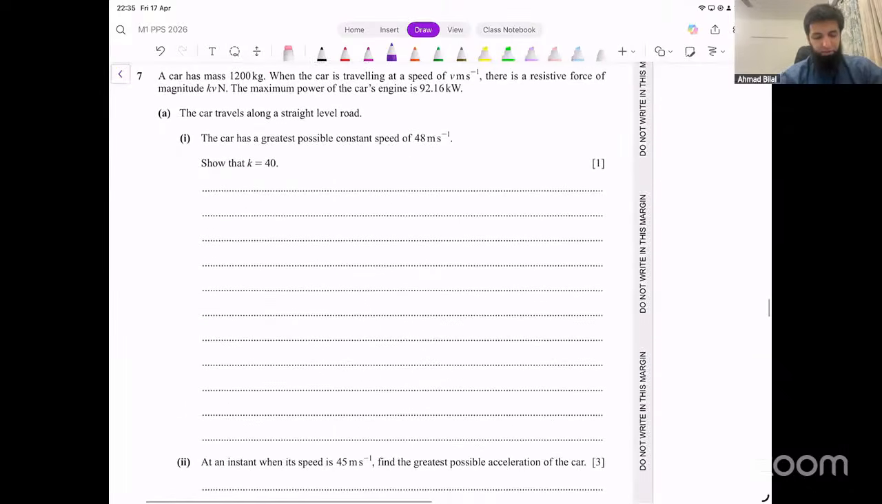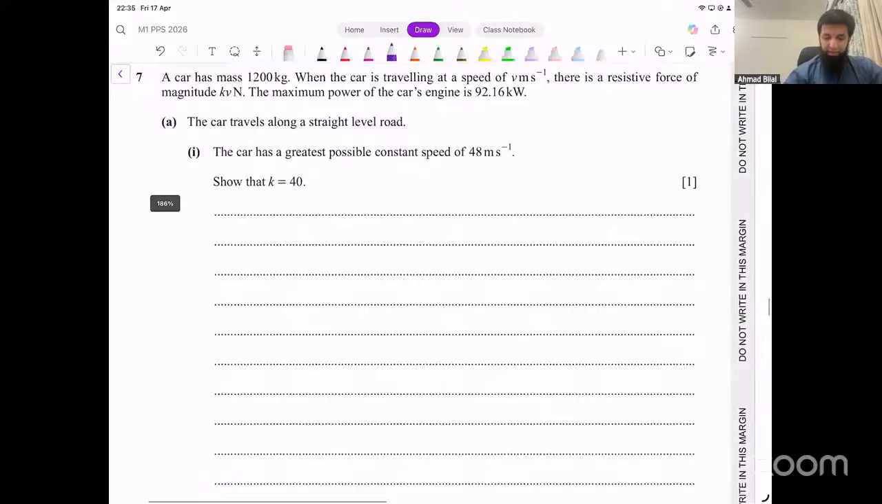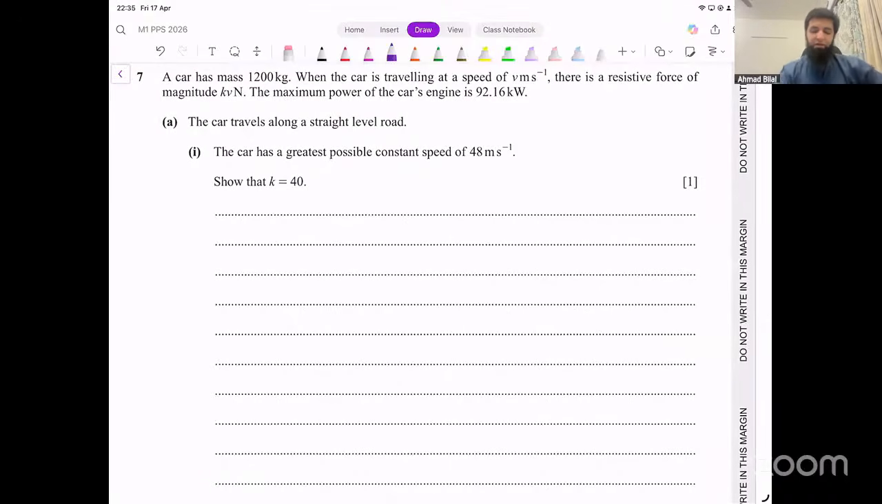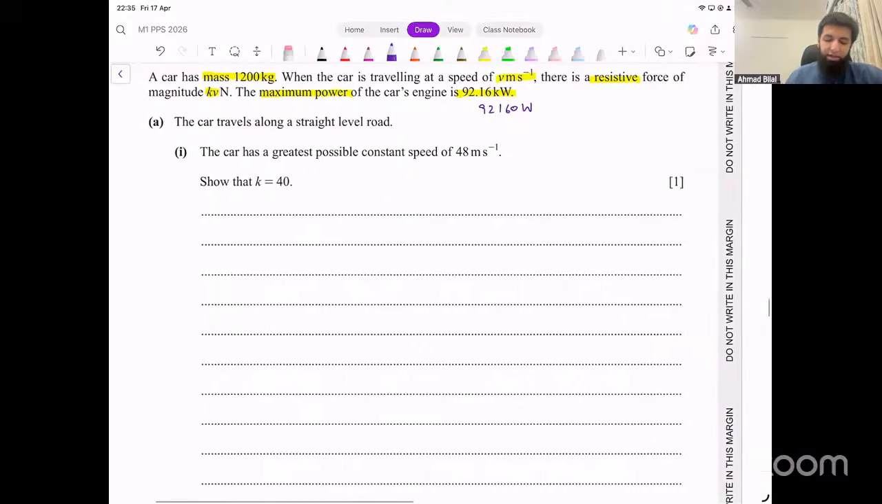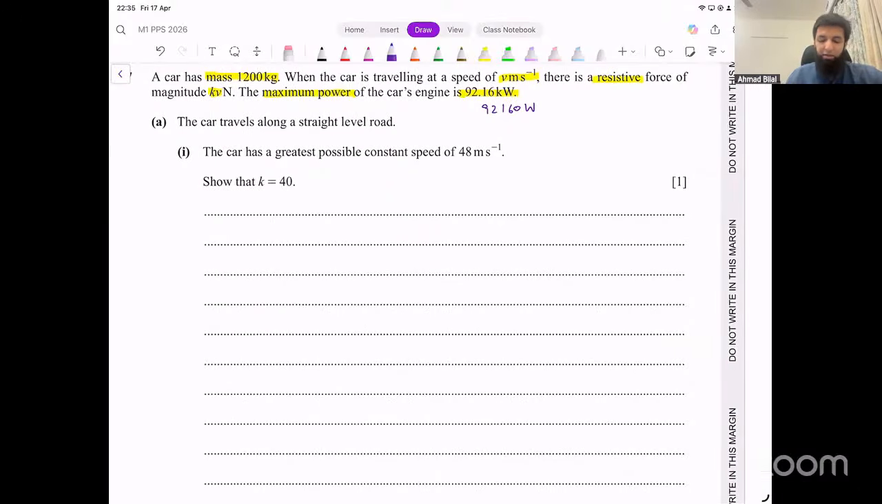That was question number 6. The next one is question number 7. It says a car has mass 1200 kilograms. When the car is traveling at a speed of v meters per second, there is a resistive force of magnitude kV. Mass is 1200. Speed is v. Maximum power of the car's engine is 92.16 kilowatt. In standard unit, that will be 92160 watt. Now, the car is traveling along a straight level road. So it's a horizontal road. The car has the greatest possible constant speed of 48 meters per second. Show that k is equal to 40.